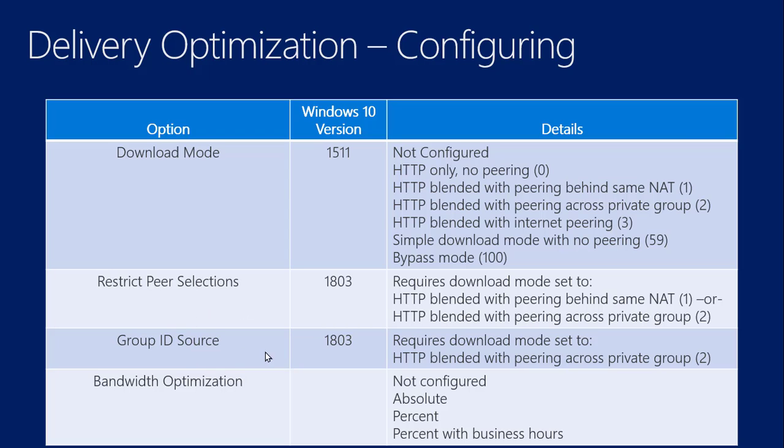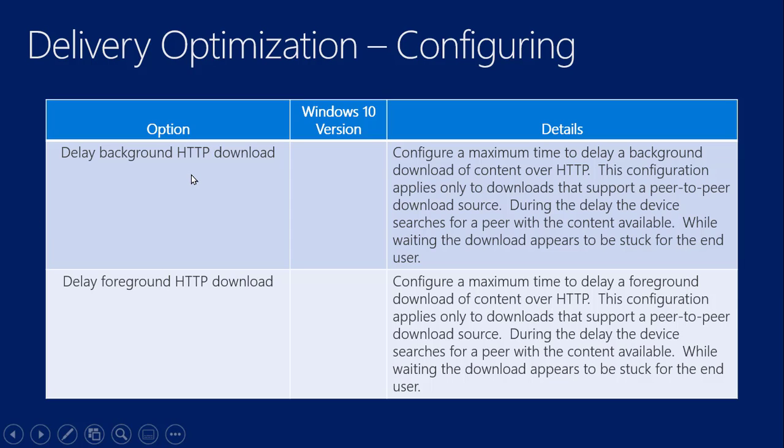Group ID source, again, in 1803, requires download mode set to groups, right? And then you can specify the group ID source for those devices. I'll try to remember to show that one to you as well. Bandwidth optimization. So how do you want to configure bandwidth? Do you want to do it by percentage? Do you want to have an absolute percentage or a setting for bandwidth optimization? However you want to do that, right? Okay. And then delay your download. So there's 4 settings that are kind of tied to the idea of delaying download.